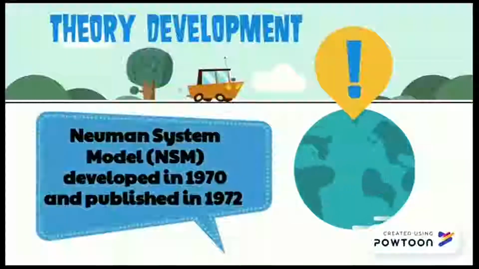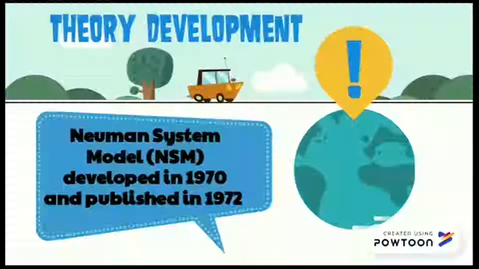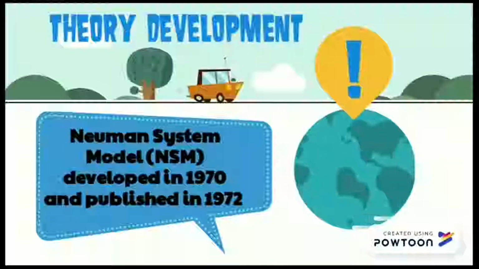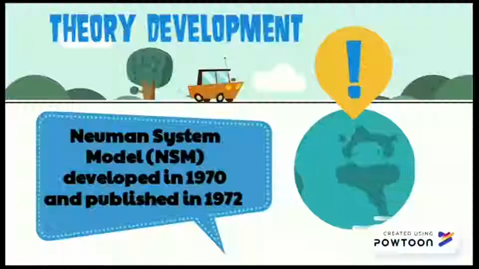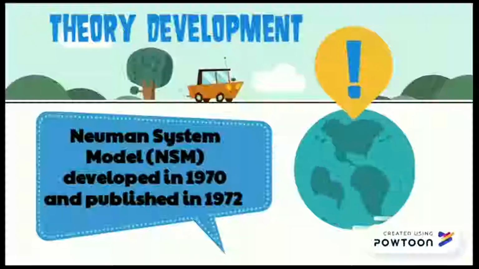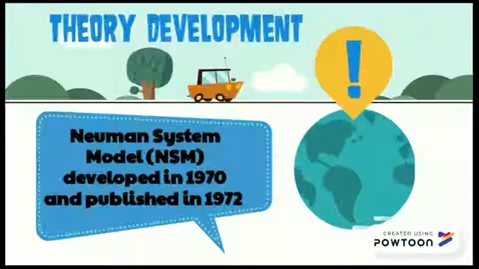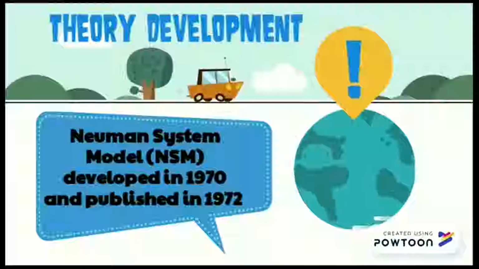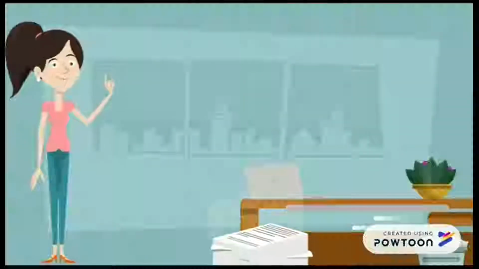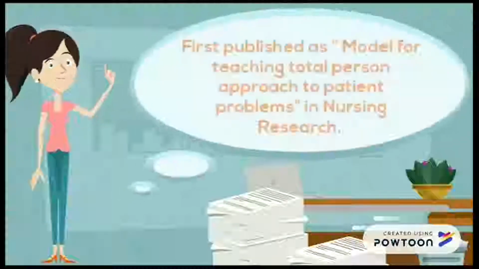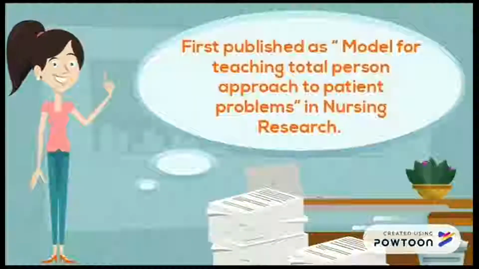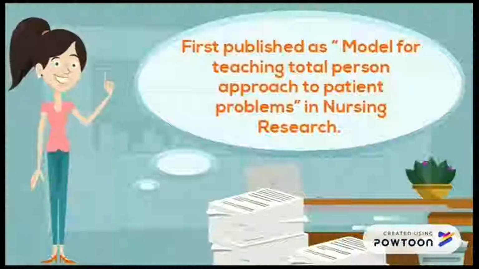Theory development. The Neuman Systems Model was developed in 1970 and published in 1972. The Neuman Systems Model defines nursing as more than caring for an illness, but as viewing the patient as a whole, holistic care, and assessing every aspect of an individual that affects health, including emotional and spiritual well-being. It was first published as a model for teaching the total person approach to patient problems in Nursing Research.